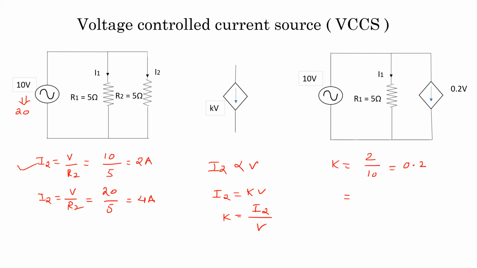And in second case also my I2 is now 4 and V is 20, so that is equal to again 0.2. So K is 0.2 here, and this is my current source which is depending on the voltage. So I can write this is I2, so I2 is equal to 0.2 V. This is known as voltage controlled current source, or in short VCCS.